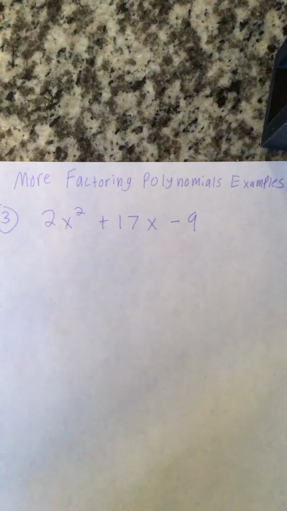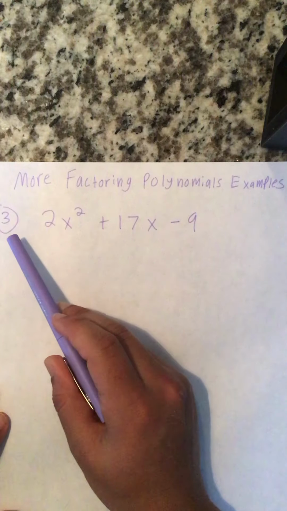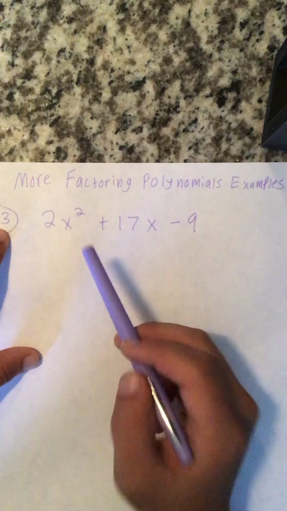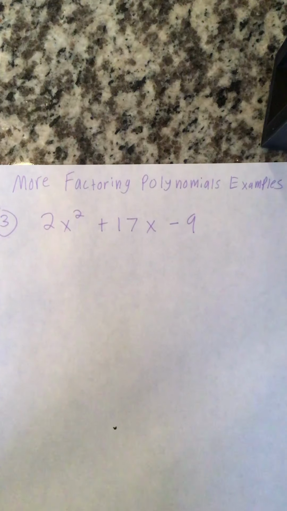Today, y'all can see on the paper, we're going over some more factoring examples, and they're a little more complicated ones, okay? So our first example is number 3, because the last examples finished off on 2, so we're going to start on 3. We have 2x squared plus 17x minus 9, okay?